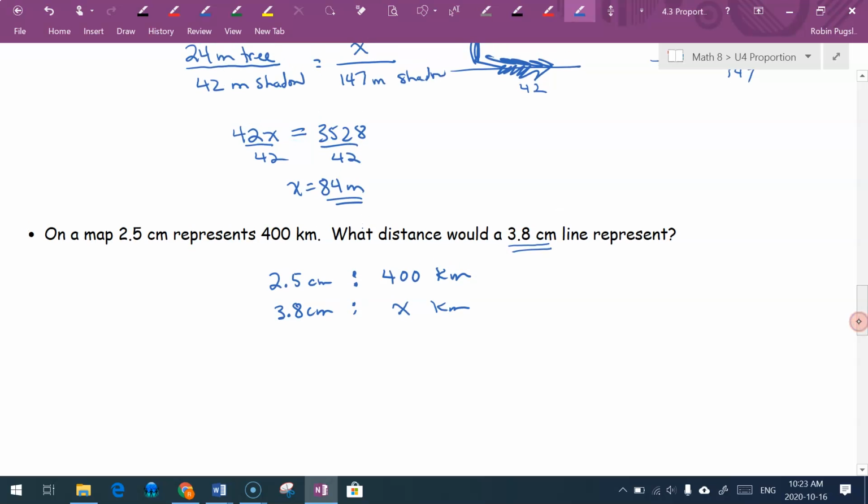All right. So here again, we can do a few things. I can say, well, how am I getting from 2.5 to 400? Whatever I'm doing, do the same to both. I could do it that way. I could even do it this way. How am I getting from 2.5 to 3.8? Well, whatever I'm doing there, I need to do here, right? That's one way. I could even cross multiply. I could take my 2.5 multiplied by x and make it equal to my 400 multiplied by 3.8. Divide both sides by 2.5. And get that x is 608 kilometers, right? Because that's the unit.